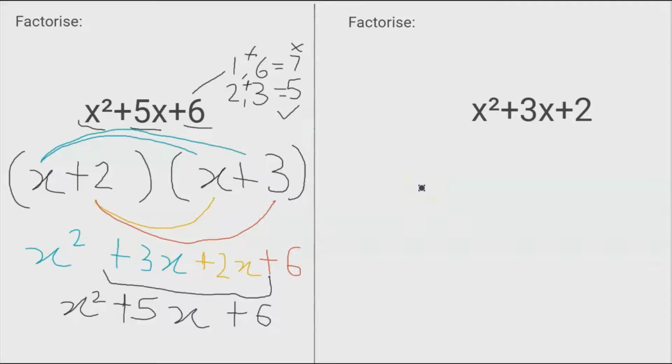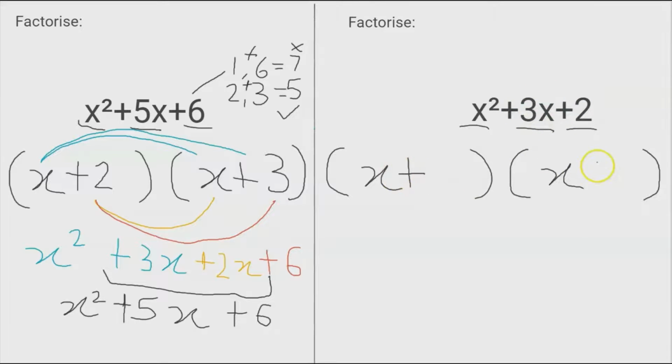Now moving on to this second question, we're asked to factorize x squared plus 3x plus 2. The first thing you want to do, just like last time, is draw an empty set of double brackets and put an x at the start of each bracket. So an empty set of double brackets with an x at the start, like so. And we're looking for two numbers, so the plus 3 and plus 2, and as these two numbers are positive, we can just put plus signs right here.